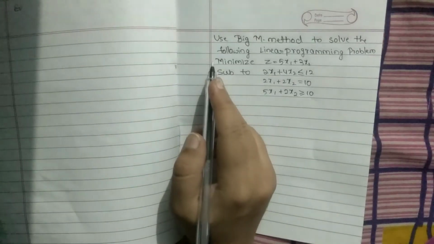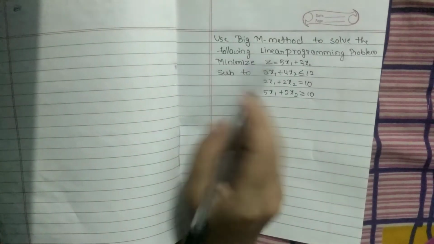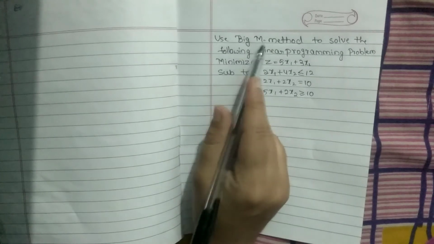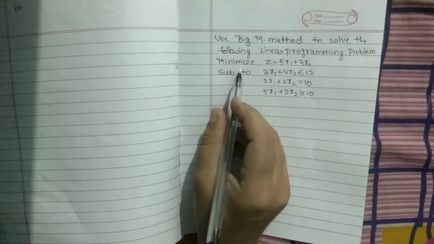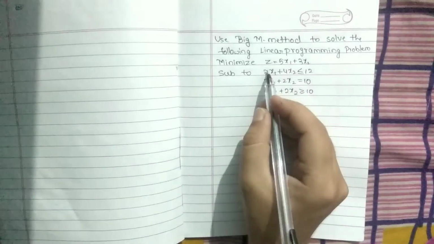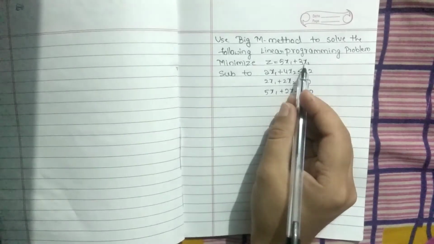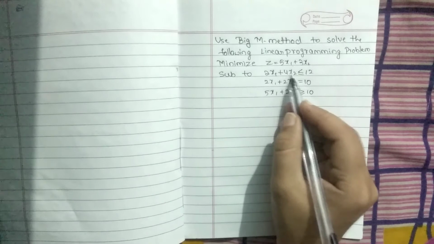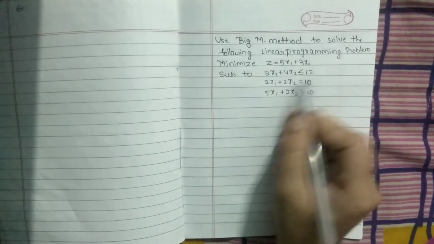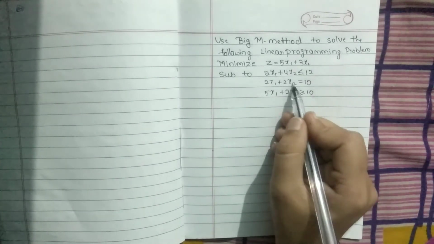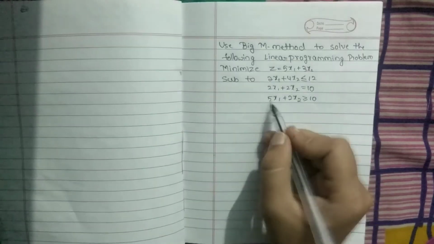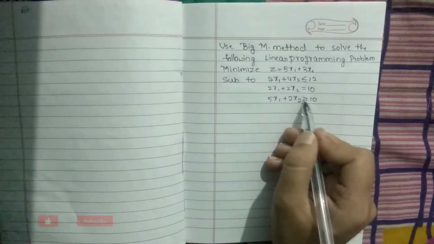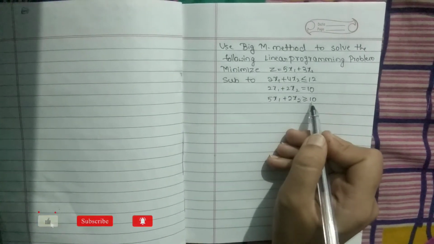In this video, I am going to explain LPP by using the Big M method. So the given question is: minimize z equal to 5x1 plus 3x2, subject to 2x1 plus 4x2 less than or equal to 12, 2x1 plus 2x2 equal to 10, 5x1 plus 2x2 greater than or equal to 10.